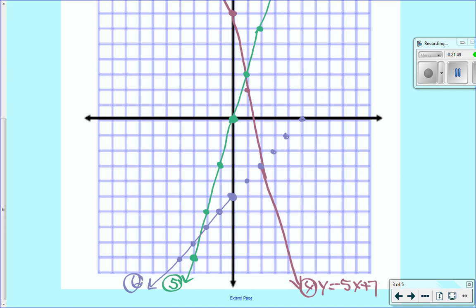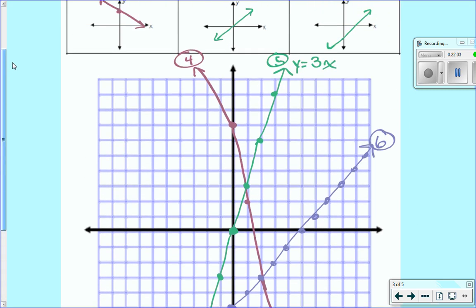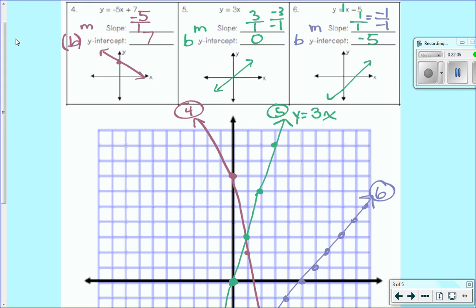This is number 6, and our equation was y equals x minus 5. Not bad, right?